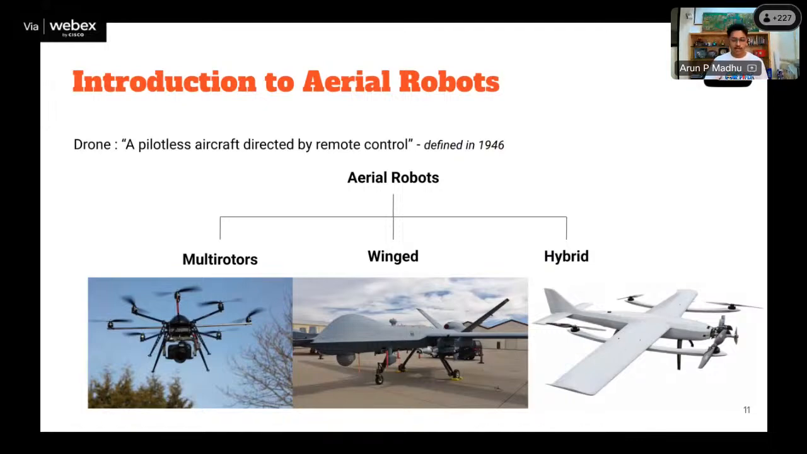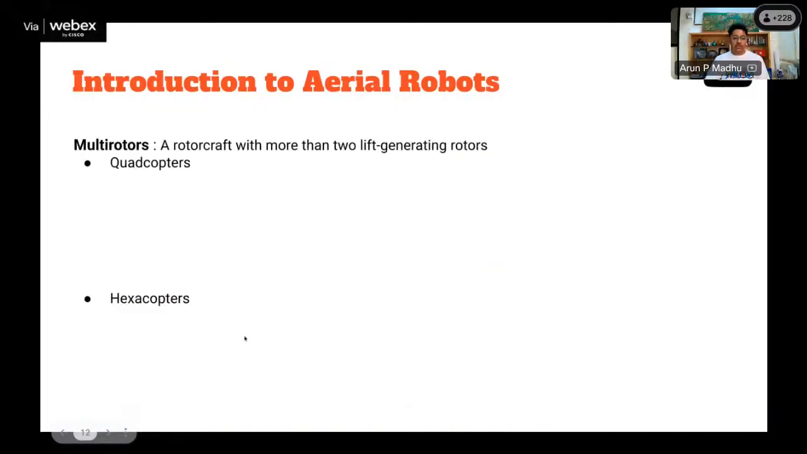And you can go into detail if you are interested on your own, but this is an overall definition of different aerial robots, like classification: multi-rotors, winged, and hybrid. So we'll be mostly focusing on multi-rotors in this session. So let's see. A multi-rotor is nothing but a rotorcraft having more than two lift generating motors.